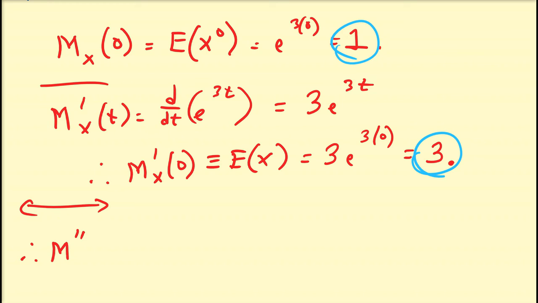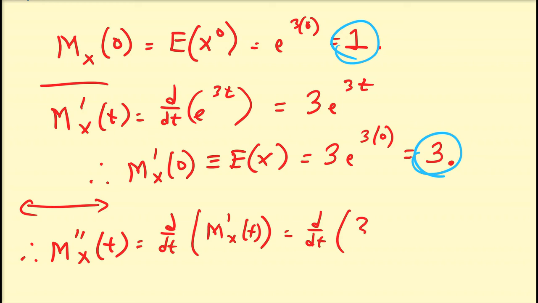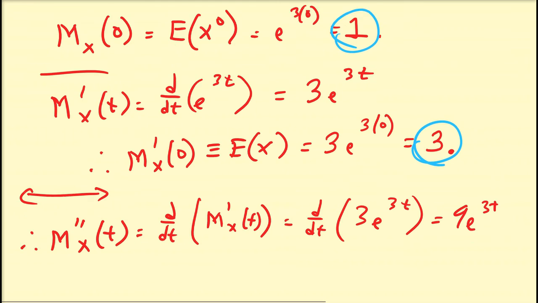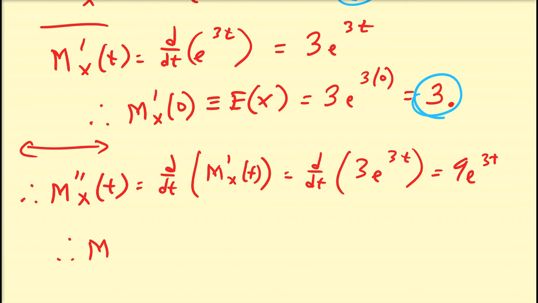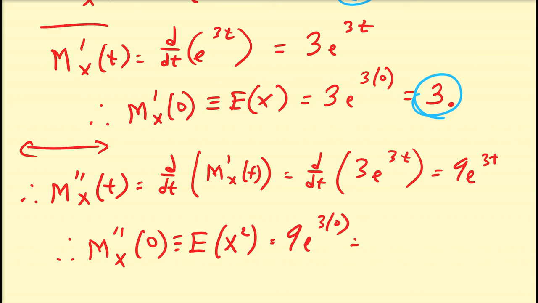The second derivative of our moment generating function is just going to be equal to the derivative with respect to t of the first derivative, which is simply the derivative of 3e^(3t), which we know to be equal to 9e^(3t). That means the second derivative of our moment generating function of x evaluated at 0 is equivalently the second moment of x, which is 9 times e to the 3 times 0, which is equal to 9. So that is the second moment of x, and this is the first moment of x.